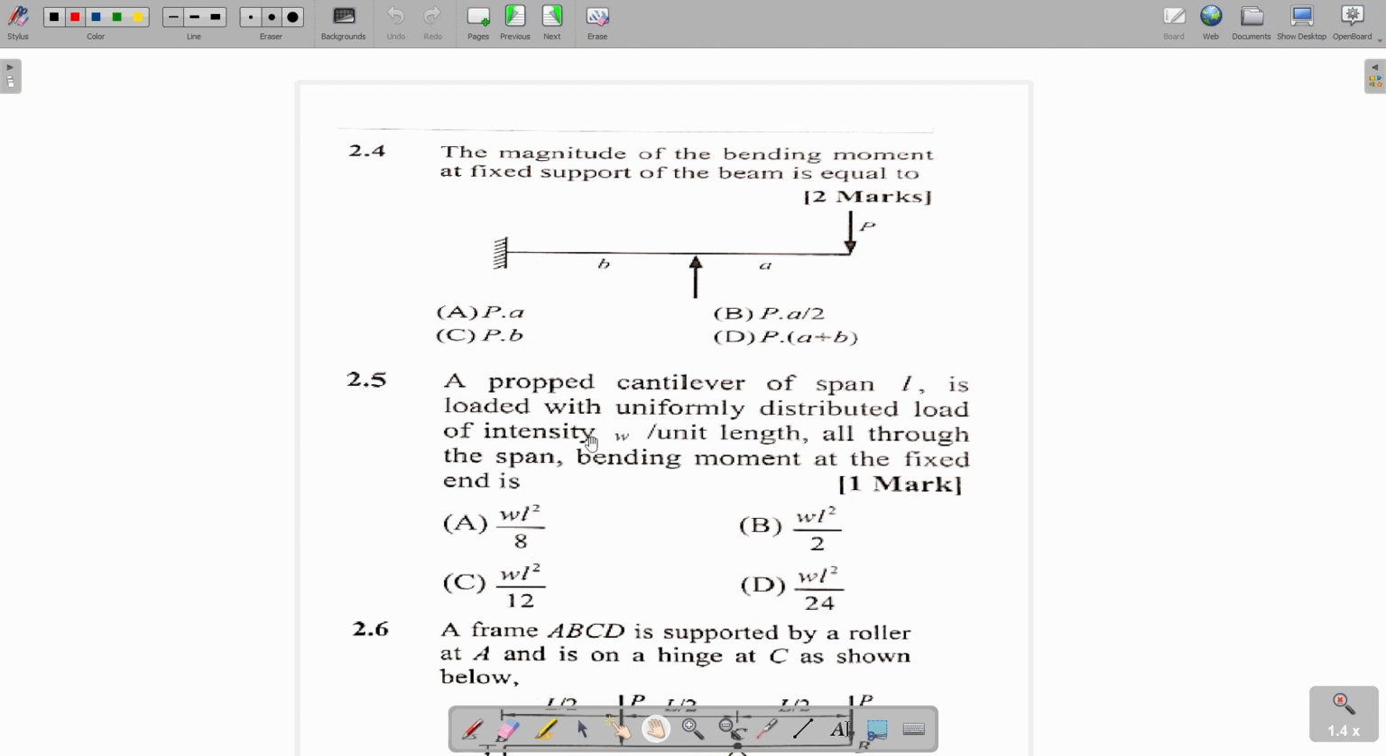Now this particular question came in the year 1995. This is GATE. The magnitude of the bending moment at the fixed support of the beam is equal to... This is the fixed support. This is a propped cantilever with a load P at its free end. Now there are mainly two methods to solve this question.